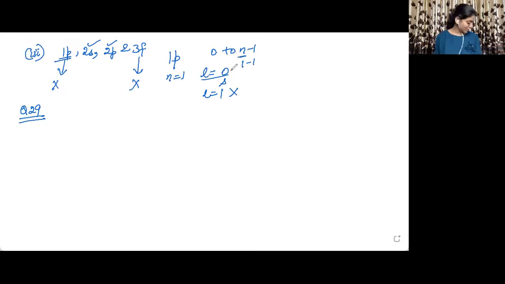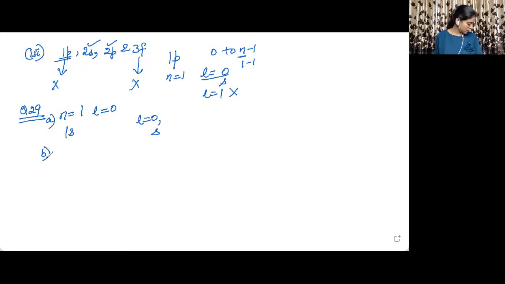Let us now move to question number 29. Using spd notations, describe the orbital with the following quantum numbers. We have been given the quantum numbers, and we need to write what the orbital will be. First is n equal to 1, L equal to 0. When L is equal to 0, it is the s orbital. So it will become 1s.